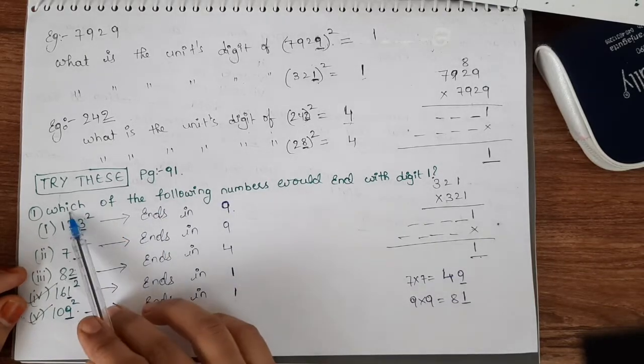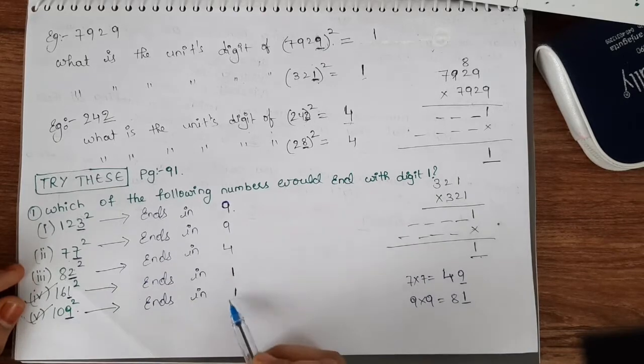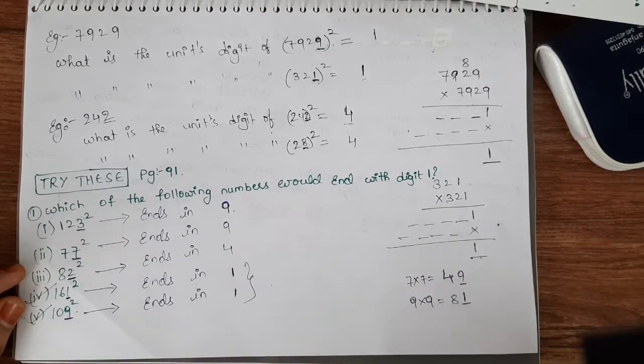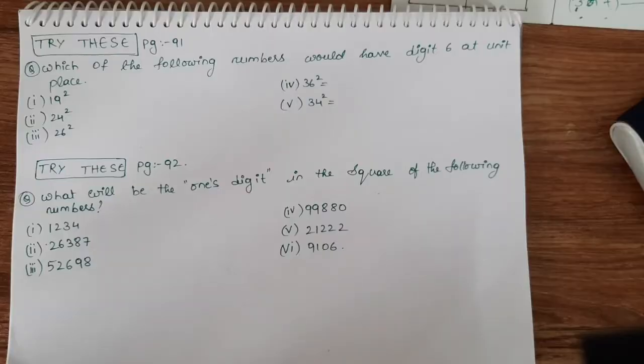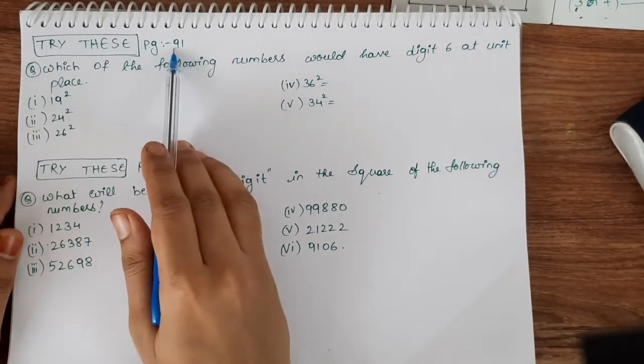They asked the question: which of the following numbers would end with digit 1? These two numbers will end with digit 1. Okay. Now next question. Try these from page number 91 only.